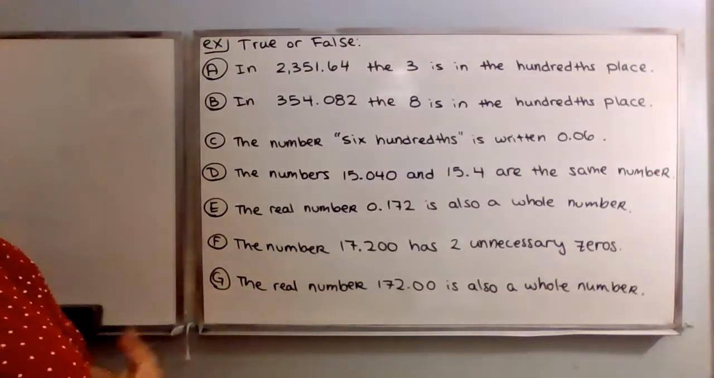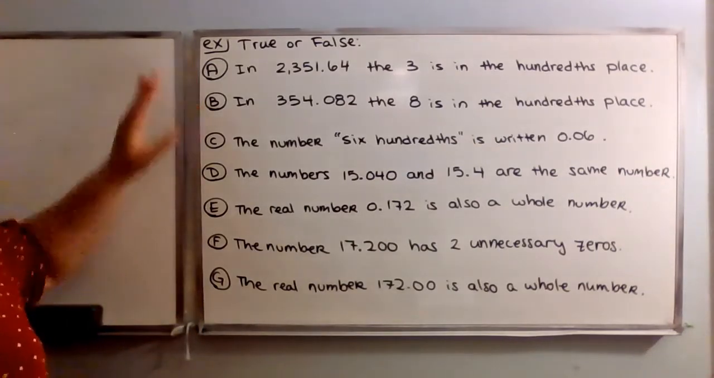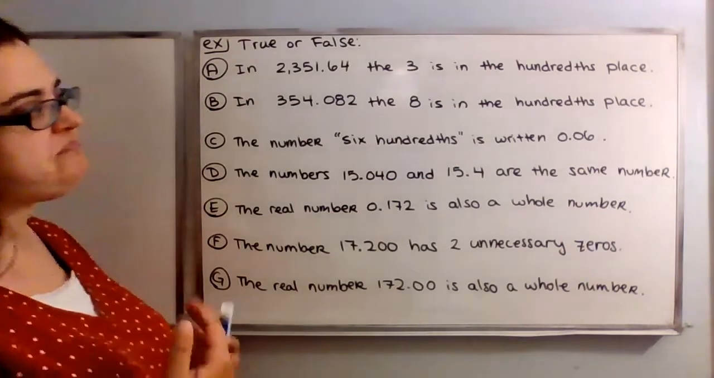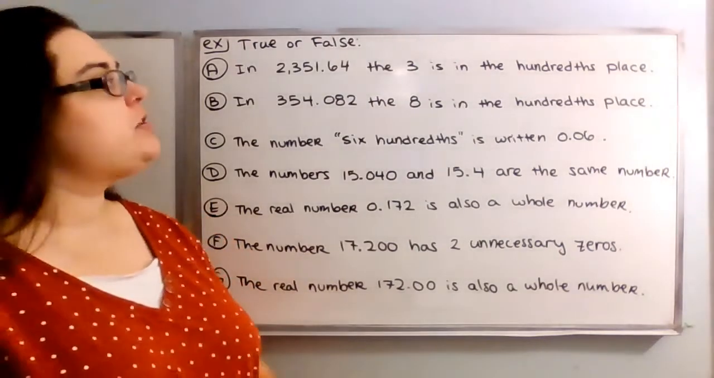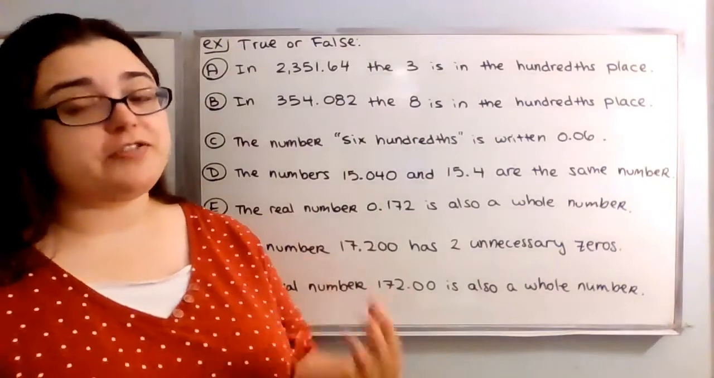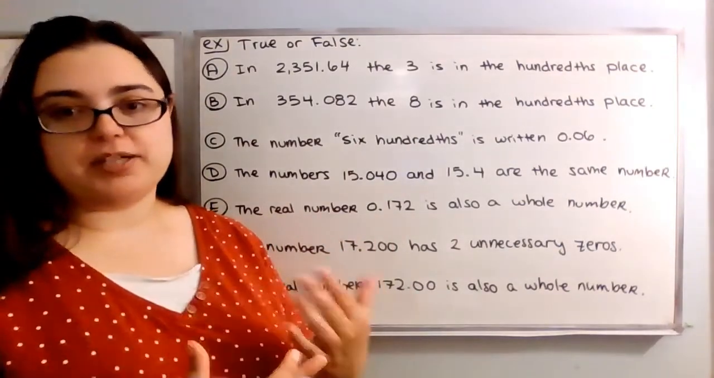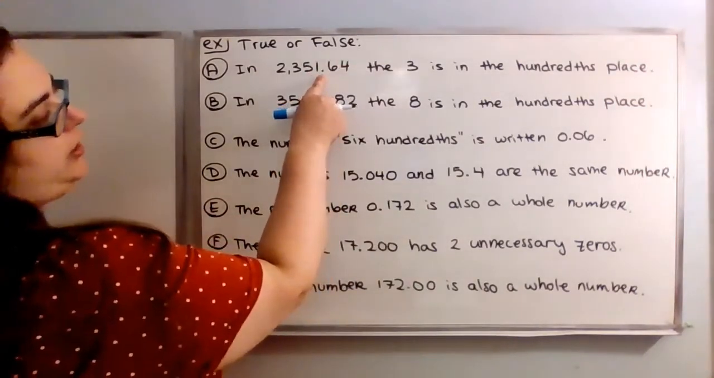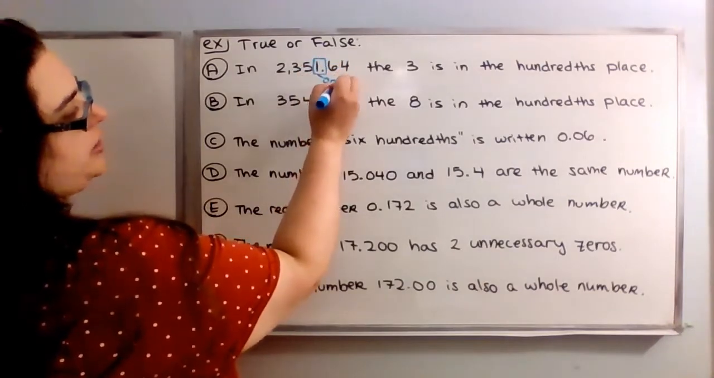So we have to decide whether each of these is a true or a false statement. For part A, it says, in this number, the 3 is in the hundredths place. So this is an identifying place value situation. The first thing I'm going to do before I even start to break down the question further is figure out where the ones place is, because that helps orient where my place values need to be. So look for the decimal point, and immediately to the left of the decimal point is the ones place.